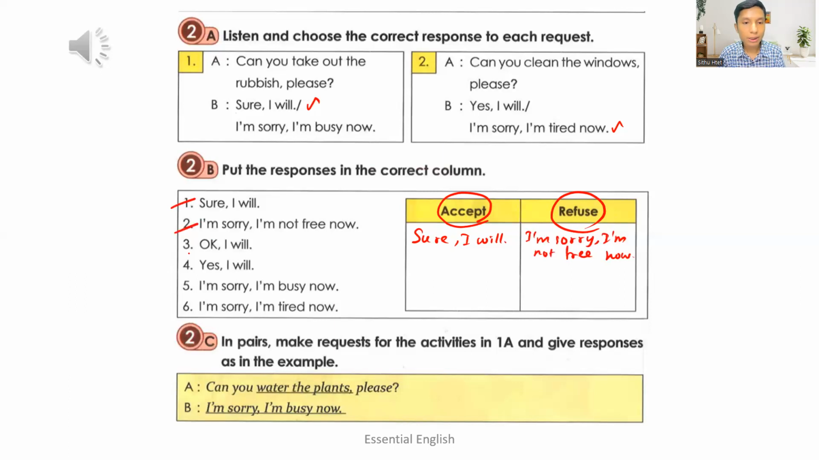Now let's think about the third one. Okay, I will. So when do you use the response? To accept or to refuse? Yes, to accept. Okay, I will. And the next one is, yes, I will. So the response is similar to the third one. Okay, I will and yes, I will are similar. So we have to use the responses to accept to do something.